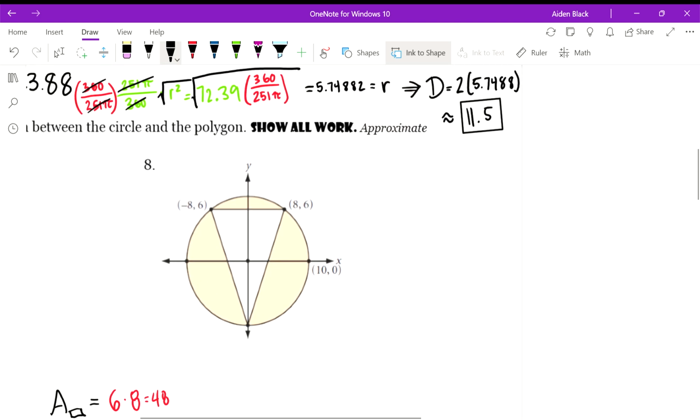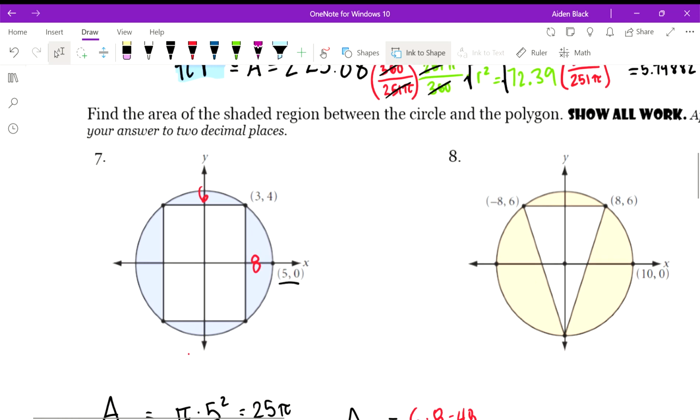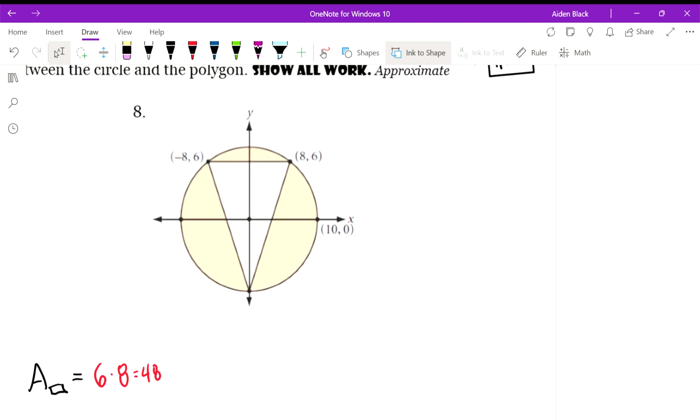Okay, next question. Looks like we're trying to find the area of the shaded region on this one. Now, would we be able to find the area of the entire circle and subtract out the area of that triangle? Do we know the distance from here to here? Because if we did, we could do base times height. We know that the distance from here to here is 16, because this is 8 units here, and then 8 units here, that's 16.